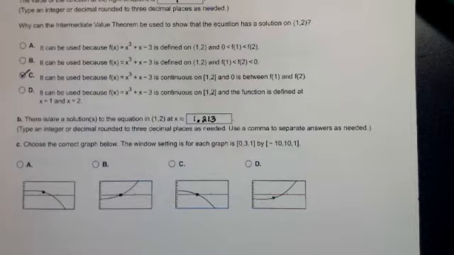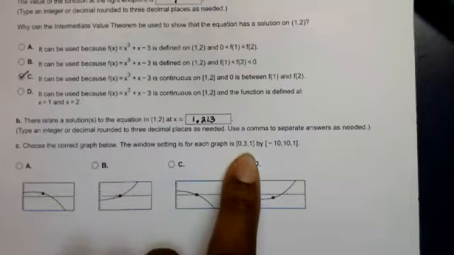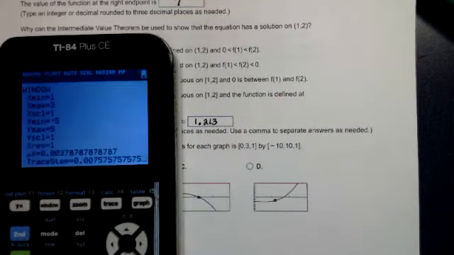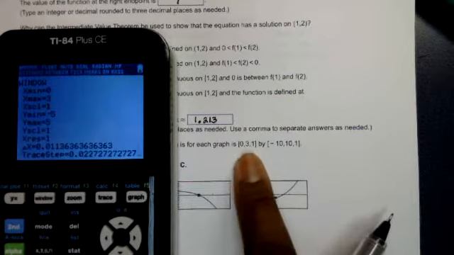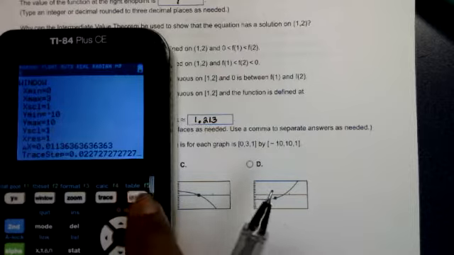Okay, and then in part C, they tell you to choose the correct graph below. Here they give you the window setting from 0 to 3 in increments of 1, and then from -10 to 10 in increments of 1. So if I go back to my window, let's change that x min to 0, x max to 3, the x scale will be 1. And then the y min is -10, y max is 10, the y scale is 1.